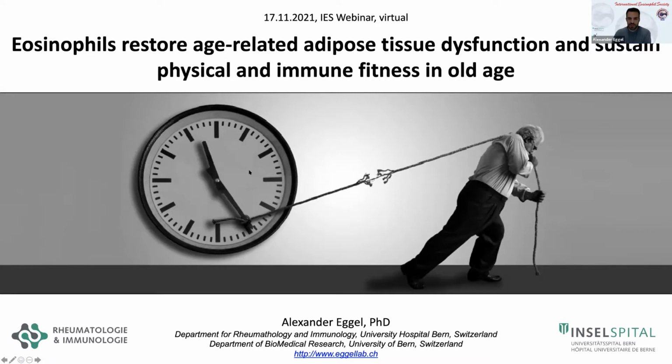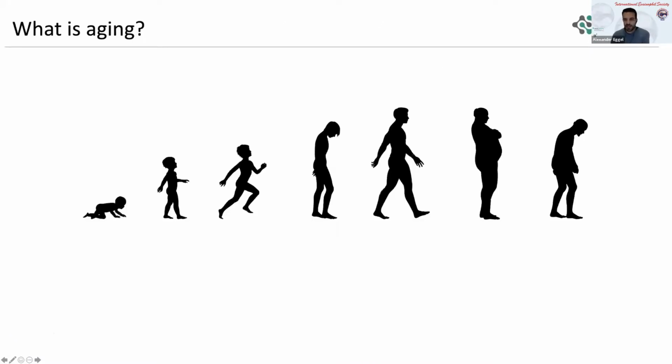Now, before we dive into our favorite topic of eosinophil biology, I would like to take a few steps back and give you a little background of why we think that it's important to study aging and how we came about to study more specifically eosinophil function in that context. Well, the simple answer to the question why studying aging is important is it affects every one of us, and so it is per se very important.